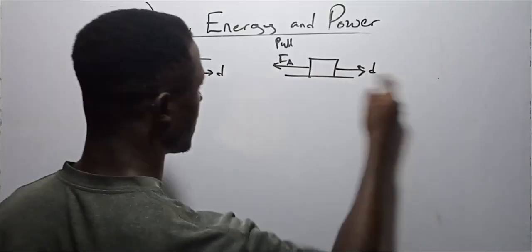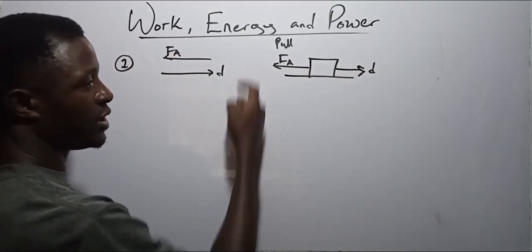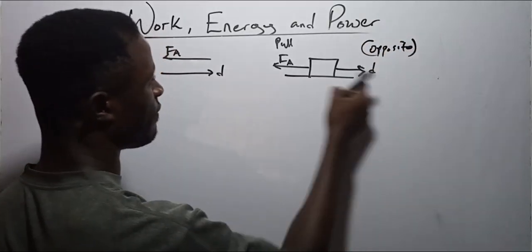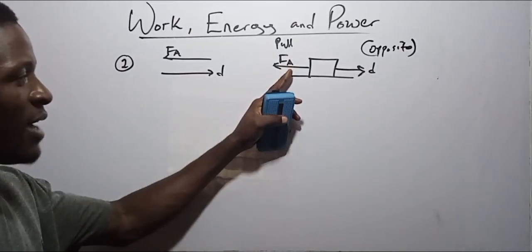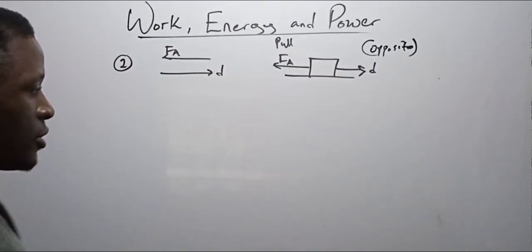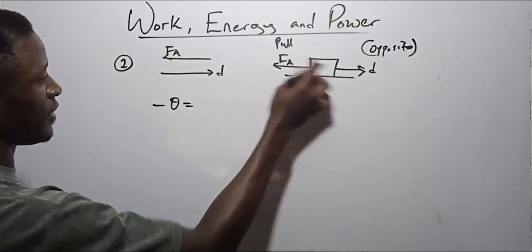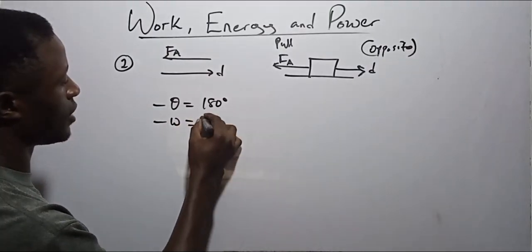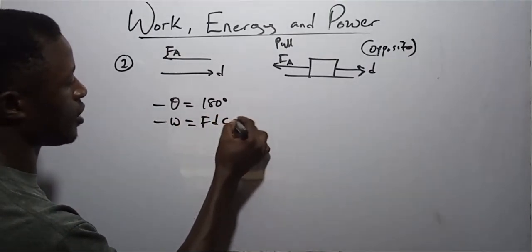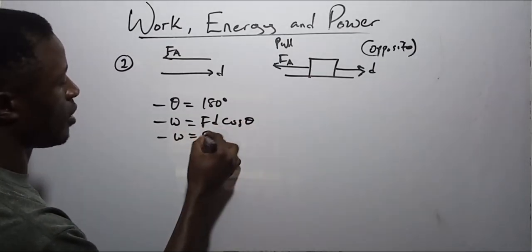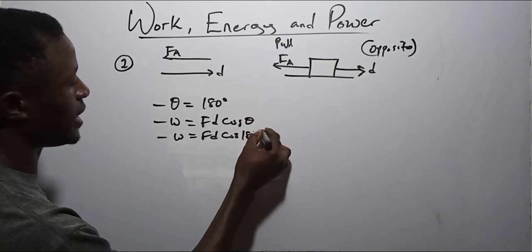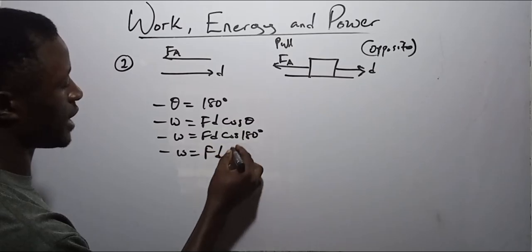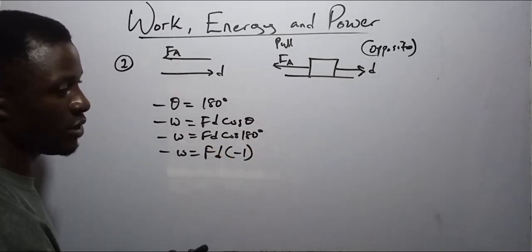So this object is moving in this direction, and I'm applying a force that is pulling it in the opposite direction. We say that it is opposite. So the displacement vector and the applied force are both in opposite directions. If you are in opposite directions like this, the angle is 180 degrees. If you want to use that to calculate your work done, this will be force times displacement times cos theta, so force times displacement times cos 180 degrees. If you check cos 180 in your calculator, cos 180 degrees is going to give you -1.